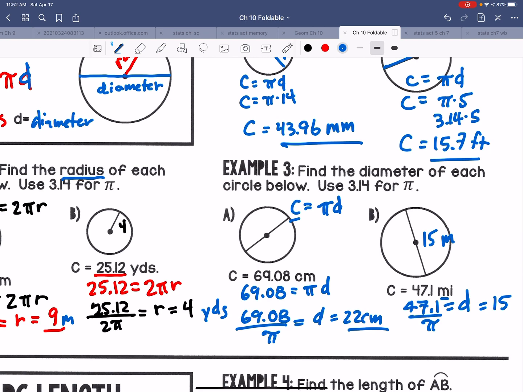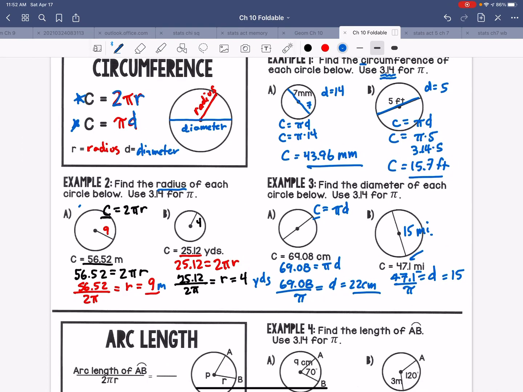And this is miles. 15 times 3 is 45. Yep, and that's a little bit bigger than 45.